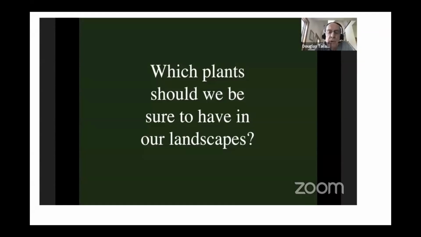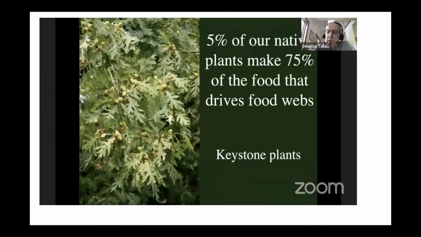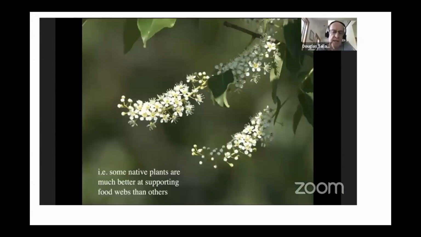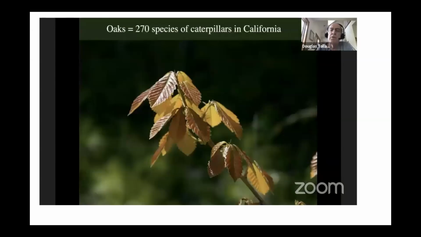How do we do that? Well, we have to put the right plants back into our landscapes. Which plants would they be? One of the things we've learned in our lab recently is that all plants are not created equal in supporting food webs. And it's not just native versus non-native. There's only 5% of our native plants that are making about 75% of the food that drives food webs. And I've called those keystone plants. So I want to emphasize this is one of the most important points of the talk. And that is, there are huge differences among native plants and their ability to support food webs. So we want to use those most powerful ones.